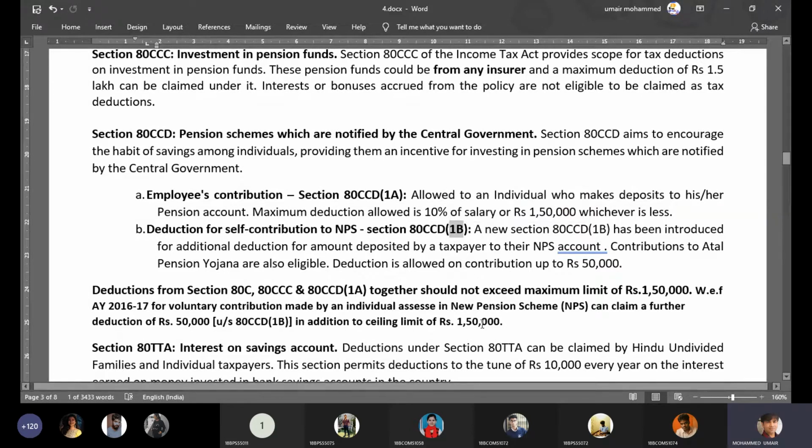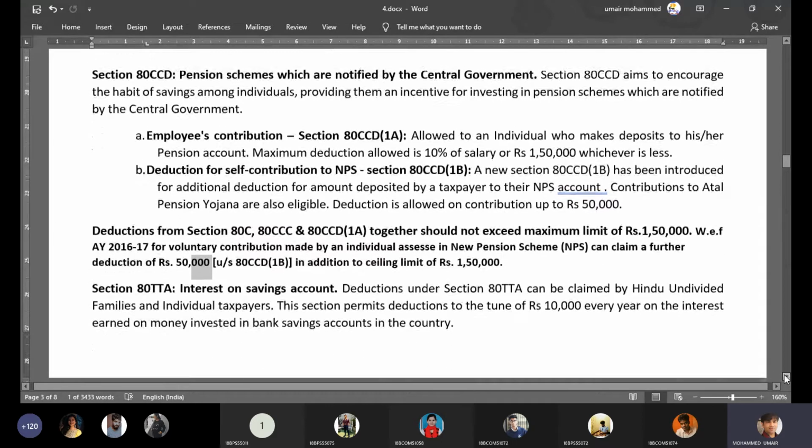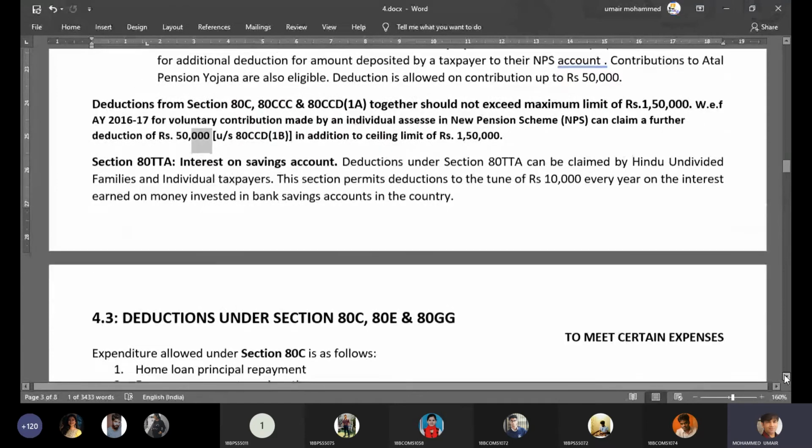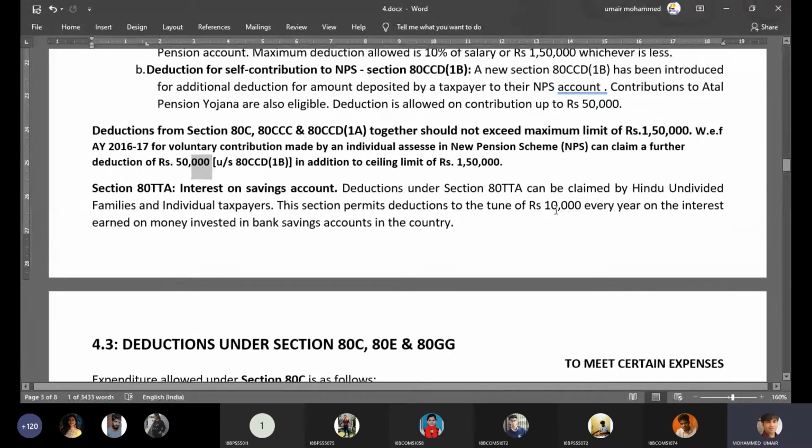So what is the maximum deduction you can claim? 80C, 80CCC, 80CCD(1) put together 1,50,000. And 80CCD(1B), which is your National Pension Scheme and Atal Pension Yojana, will give you an additional deduction of 50,000 rupees. So this is your pension schemes. Now you also have 80TTA. 80TTA talks about interest on savings bank account. Now whatever interest you have earned from savings bank account is also eligible for a deduction to a maximum extent of 10,000 rupees per annum.